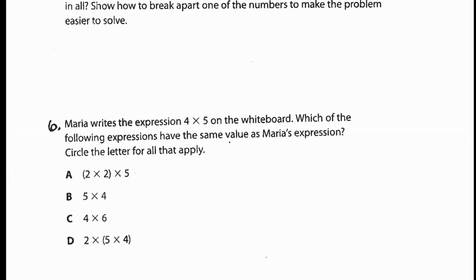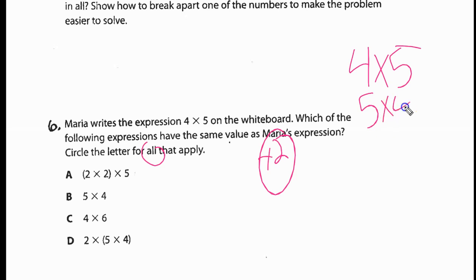Great. Now number 6, Maria writes the expression 4 times 5. That's what she wrote. Which of the following expressions have the same value as Maria's expression? Anybody? Well, it says all that apply. So this one's going to have 2 answers. You're going to have 2 answers for that one. Obviously, if I have 4 times 5 and I flip them over like a pancake, it'll be the same thing as 5 times 4.